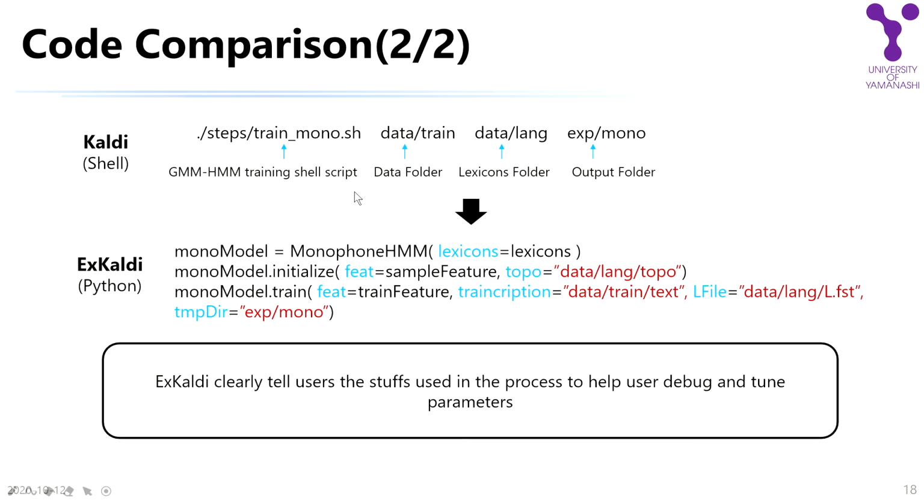As mentioned before, Kaldi groups the shell commands with a script file to perform a large task. It is easy to use, in that users don't need to understand the internal process. But on the contrary, sometimes the I/O becomes unclear. We also group some functions for convenience, but we clearly tell the user the stuff used in the process to help users debug and tune parameters.